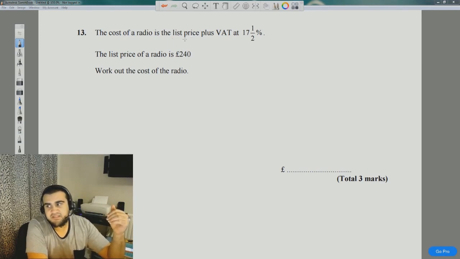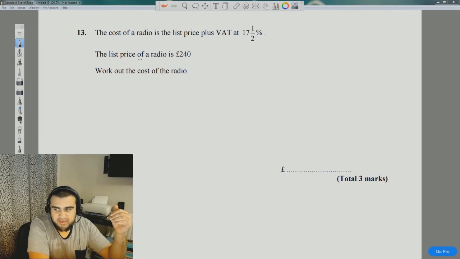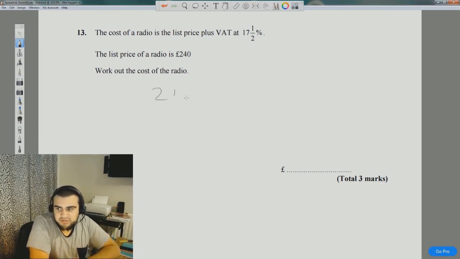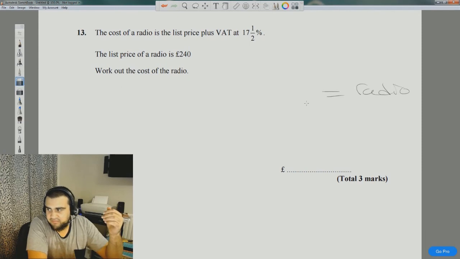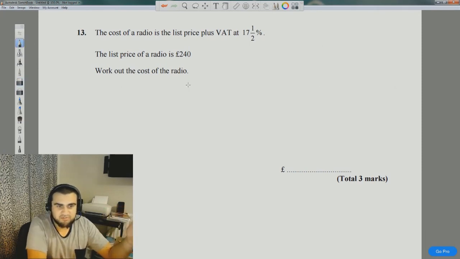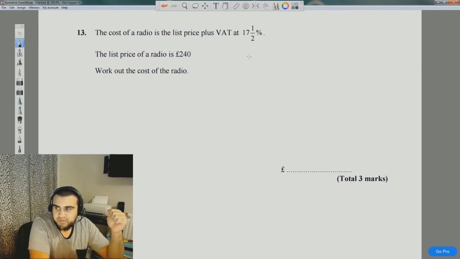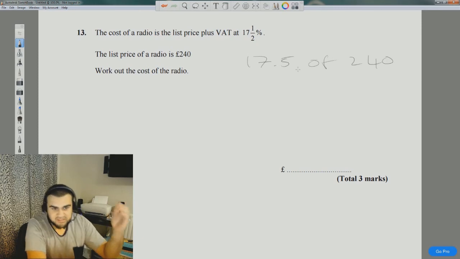The cost of a radio is the list price plus VAT at 17.5%. The list price of the radio is £240. So £240 plus 17.5% of this will give you the price of the radio, right? But how do we work out 17.5% of this without using a calculator? Again, very simple. As a general guide, I like to rewrite the question to make it simple for myself. So that's 17.5% of 240. Let's do this together.